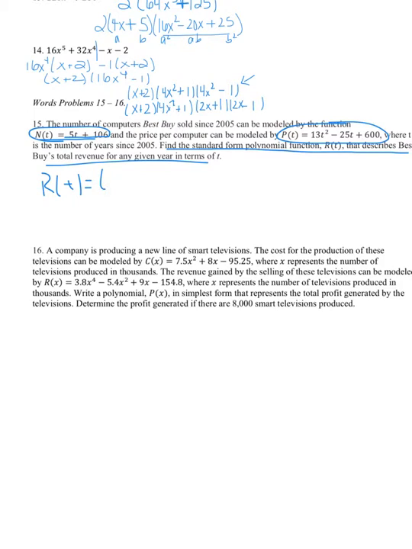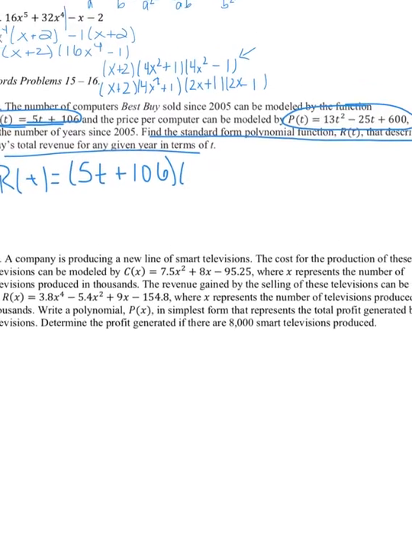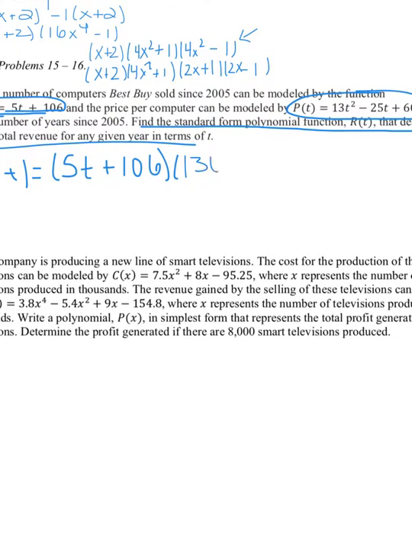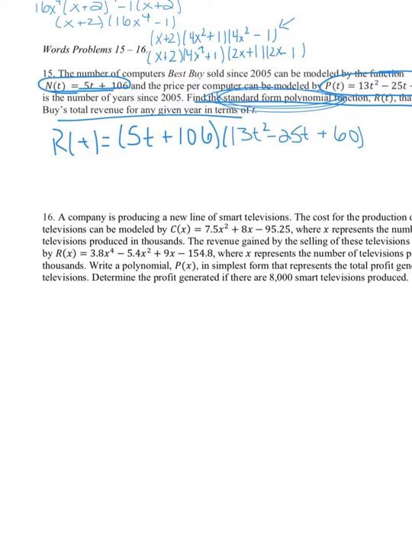Okay, so R of T is equal to 5T plus 106 times 13T squared minus 25T plus 60. Now you're not done because this says a standard form polynomial. So you actually have to multiply it out. This is the only question in number 15. So once you get this, then you're done. When you multiply everything out, I'm going to pause it and write all of them out. When they pop up, just check each of your terms and then check your answer.